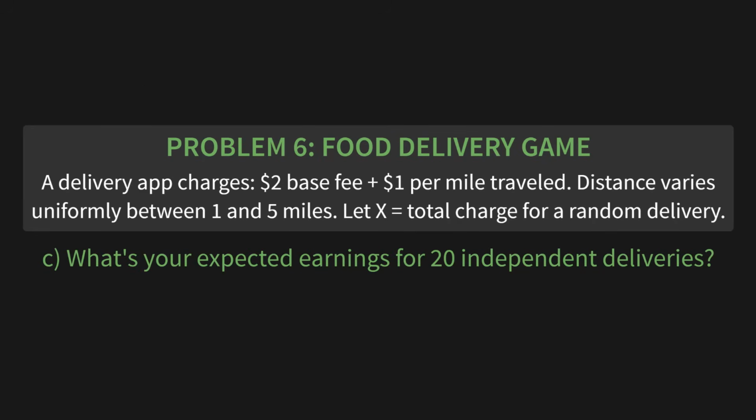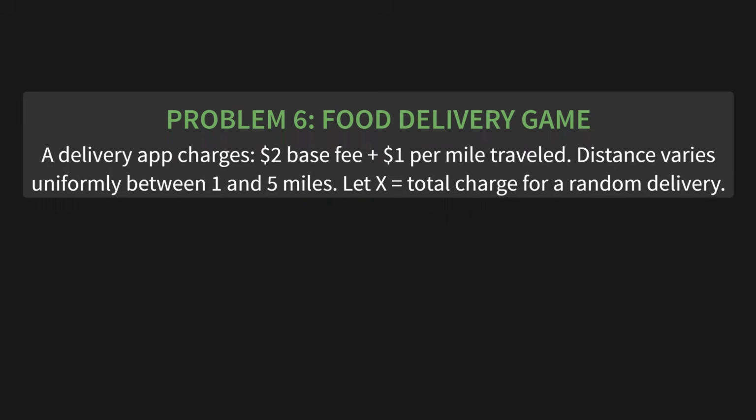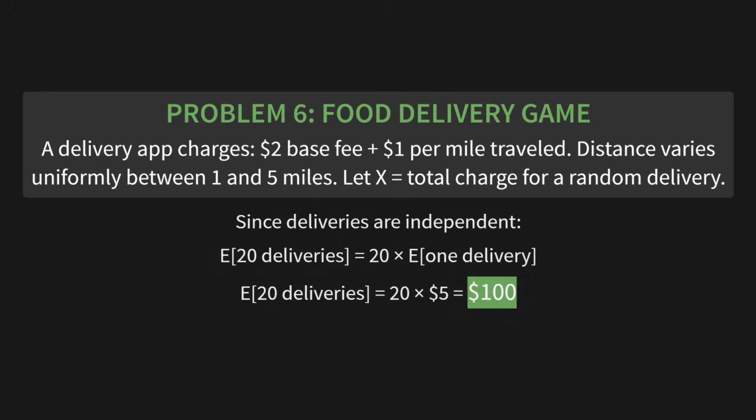Now here's where it gets interesting. The app assigns you 20 deliveries randomly, all independent trips. What's your expected total earnings for the day? Since each delivery is independent, we just multiply. 20 deliveries times $5 average per delivery equals $100 expected earnings. Not bad for a day's work.